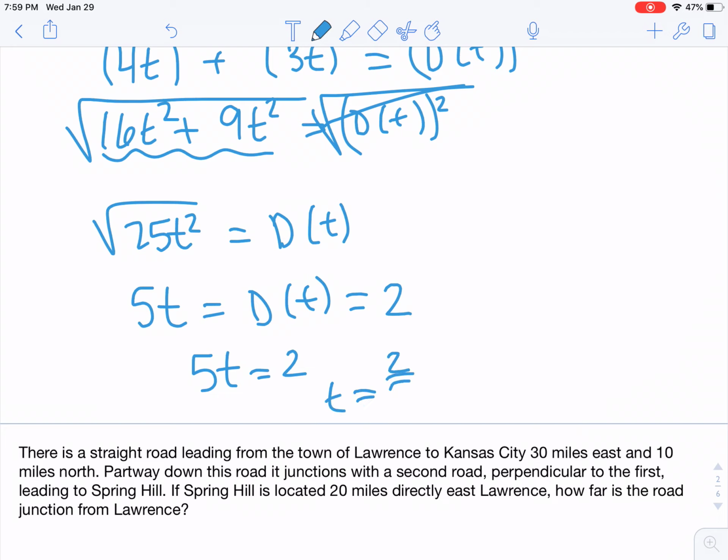So t is 2/5. That time being 2/5 doesn't make sense on its own, so if you convert it into hours, it's 0.4 hours. You can leave it like that, or you can convert that to minutes, which would be 24 minutes. So it's going to take them 24 minutes to be 2 miles apart from each other.